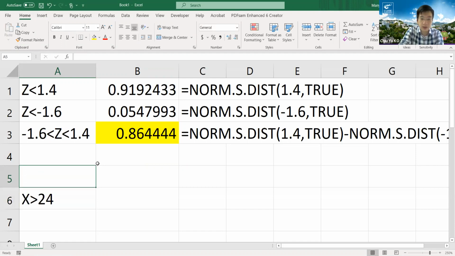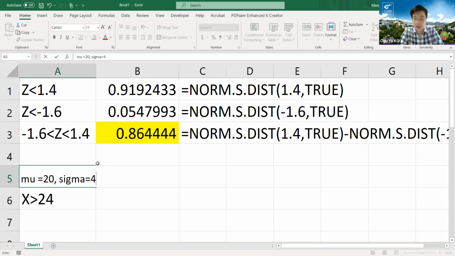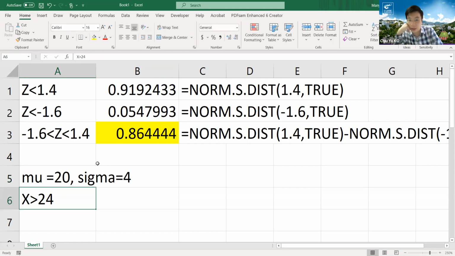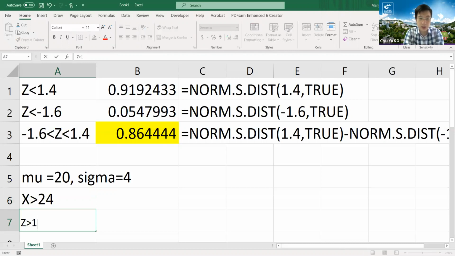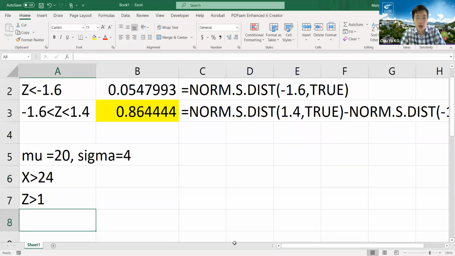So we have the mean mu is equal to 20, and sigma is equal to 4 because sigma square is 16. I hope that's clear. I want to calculate the probability that X is bigger than 24, but this can be said as Z is greater than 1. We have shown why, because 24 minus 20 is 4, over 4 is 1.